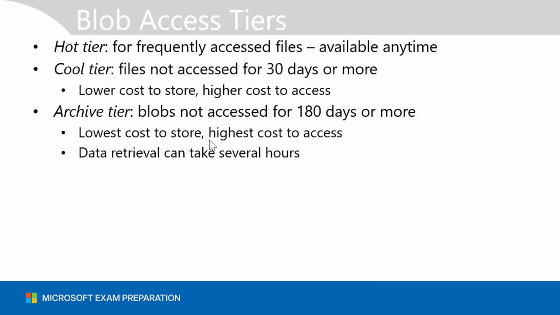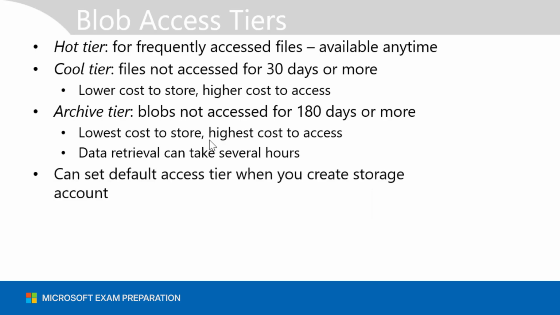Note that for archive tier, the file is not available immediately when you access it. The file name you will see, but you'll have to change the tier from archive to hot in order to access it. And the data retrieval can take several hours because sometimes there has to be physical hardware mounted in the Azure data center to access that data.